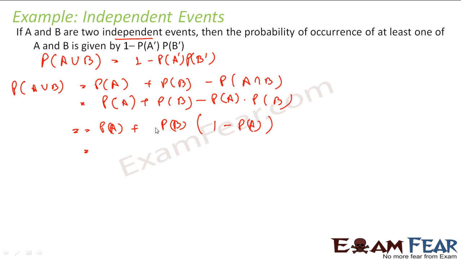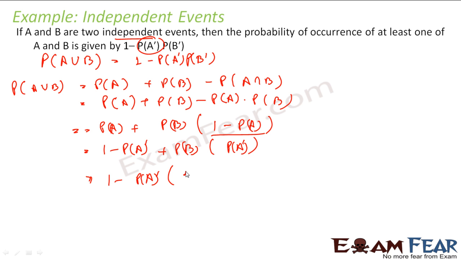This PA I can write as 1 minus PA dash, because everything I have to write in the form of PA dash, right? So I'll write PA as 1 minus PA dash. This becomes 1 minus PA dash plus PB into, this becomes PA dash. Hope you understand this. 1 minus PA becomes PA dash. So if you now take PA dash common, this becomes 1 minus PA dash into 1 minus PB. Correct? And 1 minus PB is PB dash. And that's what happened. Easy only, just using the formulas, we have proved this.